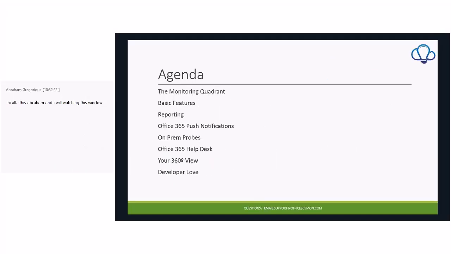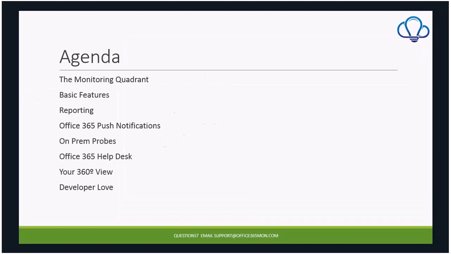So the agenda today, we're going to look at what we call the monitoring quadrant. When we're monitoring Office 365, we're going to talk about what's included in the basic features, some of the reporting features, and then some of the new features that we've added over the last few months. That includes the Office 365 push notifications, the on-prem probes, which are a companion piece to our cloud-based monitoring, and the Office 365 Help Desk, which is a brand new feature that we just rolled out without really telling anyone just a couple days ago.